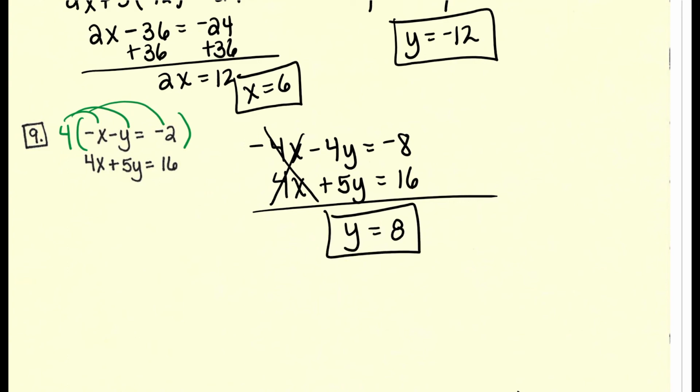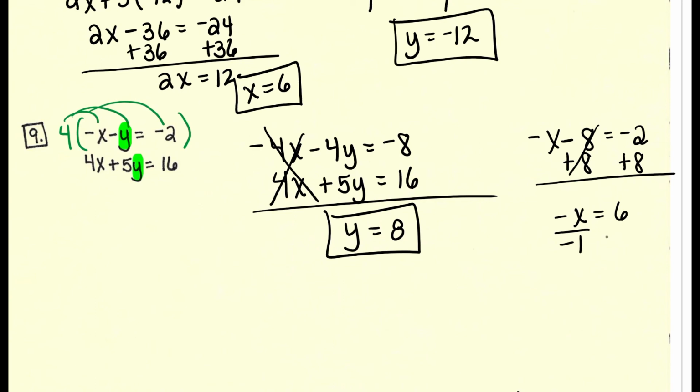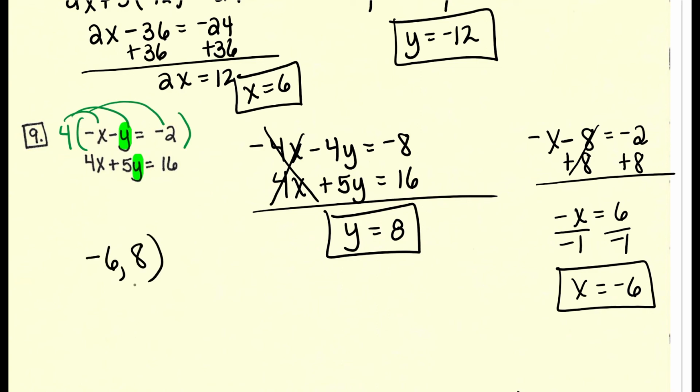Take your y equals 8 and let's plug it into either one of those equations. I'm going to go up to the top one to plug that back in. So negative x minus y, which is 8, equals negative 2. Add your 8 to both sides, and so I'm going to have negative x is equal to 6. Divide by negative 1, and x equals negative 6. My ordered pair is negative 6, 8.